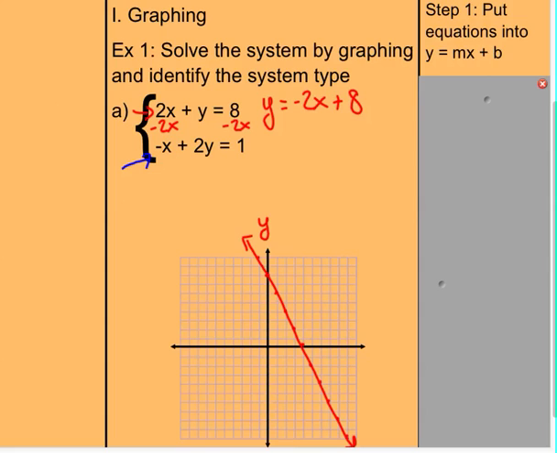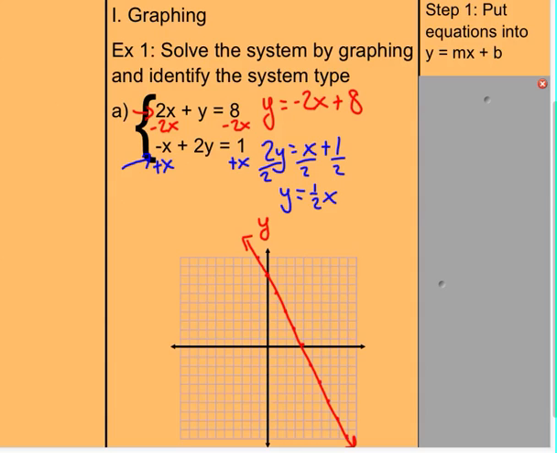Second equation, I'm going to start by adding x to both sides. So I have 2y equals x plus 1. To solve for y, I'm going to divide everything by 2. So I've got y equals, my slope is 1/2.